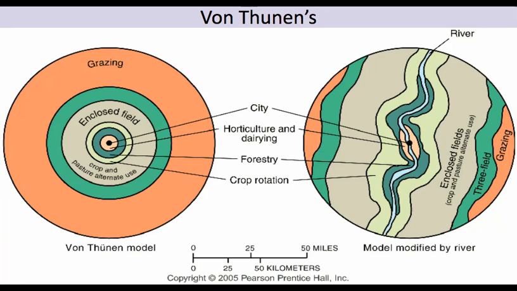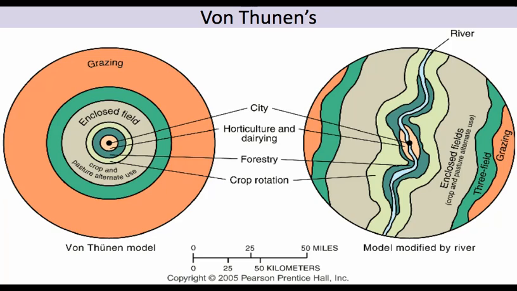Again, you've got one, which is the very typical, straightforward concentric ring model, and then one that encapsulates a different mode of transportation in the form of a river. You can see that closest to the city or the consumer is going to be horticulture and dairying. So thinking fruit and veg and dairy, things that go bad if you have to transport them long ways. Then you've got forestry, which is heavy. So heavy, of course, means transportation is more difficult, more expensive.